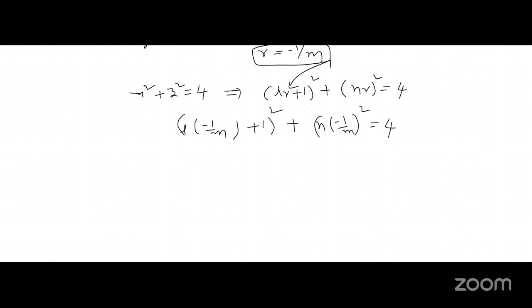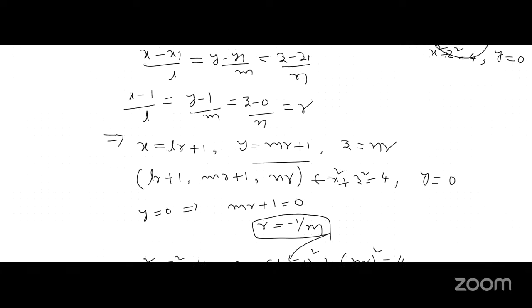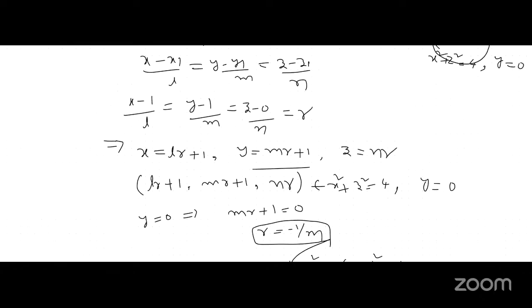So if we simplify this equation, we get (m minus l) whole square plus n square equals 4m square. Let's call this equation 2, and this is equation 1.